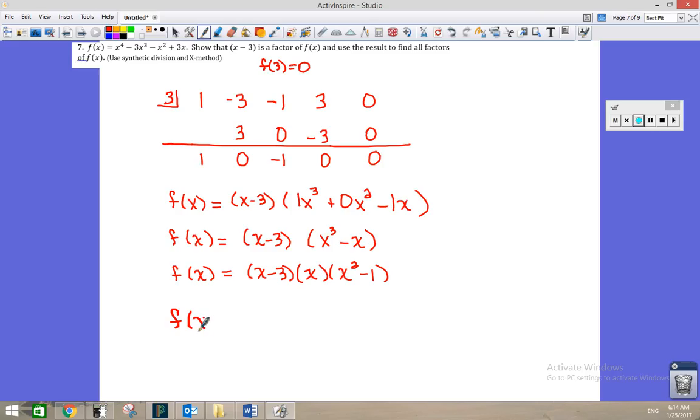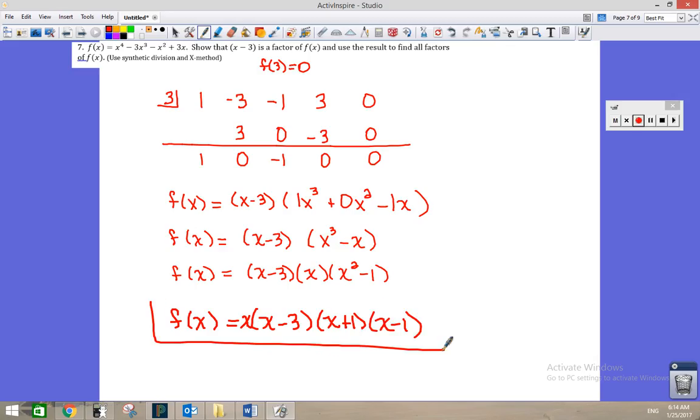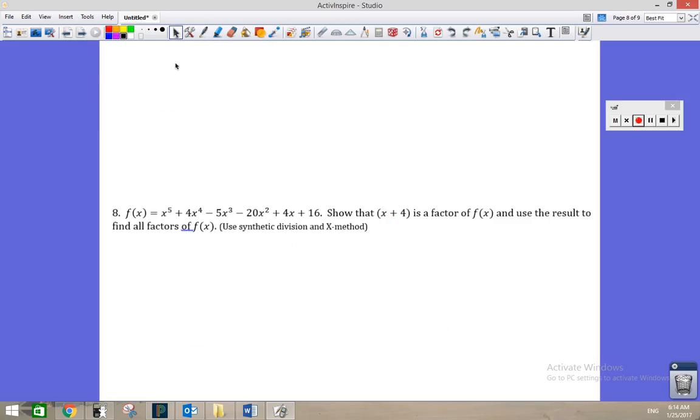So we've got f of x is x minus 3. I'm going to put that x out in front. And then factor this to x plus 1 times x minus 1. So there's my answer for that. Alright.